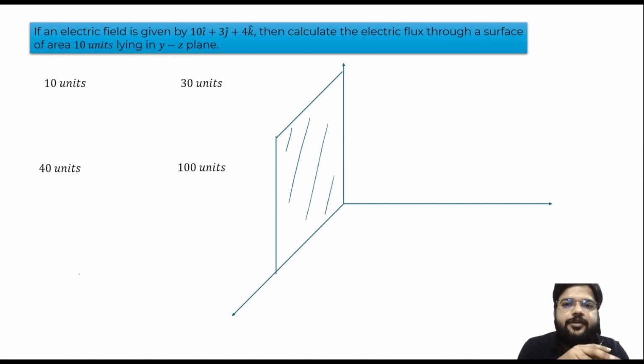Let's see the next question, everyone. If an electric field is given by 10i plus 3j plus 4k cap, then calculate the electric flux through a surface of area 10 units lying in the YZ plane. So let's suppose this is the x-axis, this is y, and this is z. According to the question, our surface is present in the YZ plane, so this is our surface, everyone.